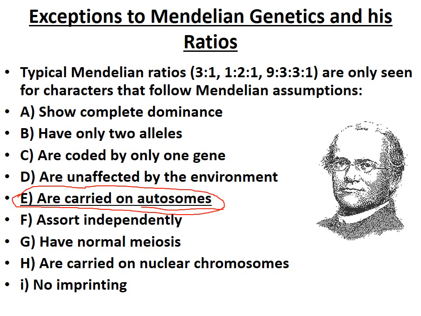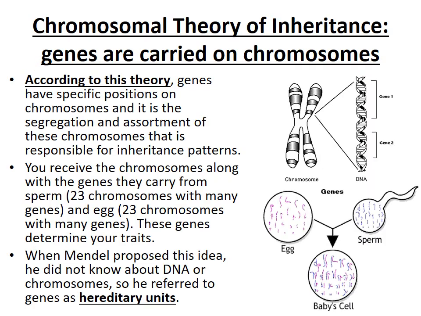The last video included when degrees of dominance were not complete and when you had more than 2 alleles. In this video, we're going to talk about genes on sex chromosomes. So just a little reminder again that genes are found on chromosomes, and you inherit the chromosomes from your parents through their gametes, through the sperm and the egg. And then based on the collection of chromosomes you get a certain collection of genes, and then that determines your characteristics. And Mendel didn't call them genes back then, he called them hereditary units.